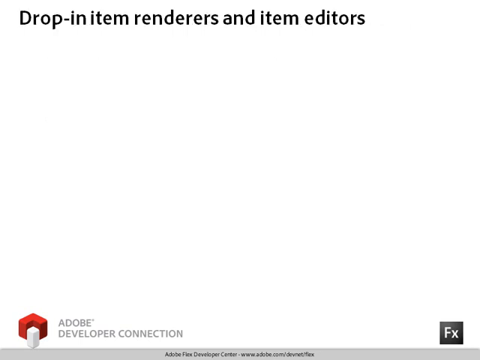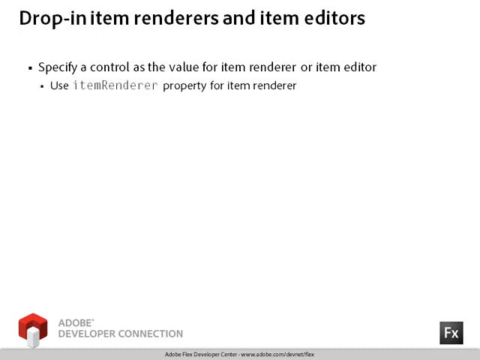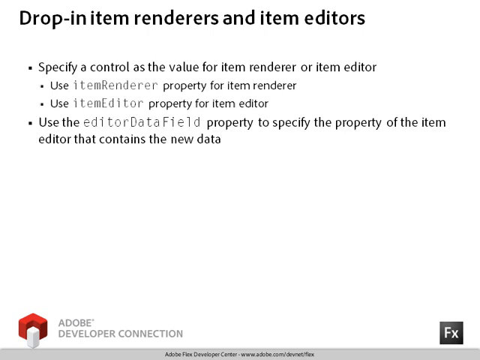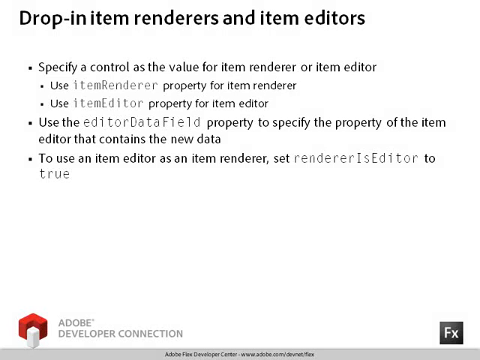To implement a drop-in item renderer, you simply reference a component class file directly in the item renderer or item editor property of a data grid column instance. You can bind the data in the column to different properties of the drop-in component using the editor data field property. For instance, you could set a column to display the X property of a text control. However, you would probably rather display the text property of a text control. If you want to use the item editor for the item renderer as well, set the renderer is editor property to true.